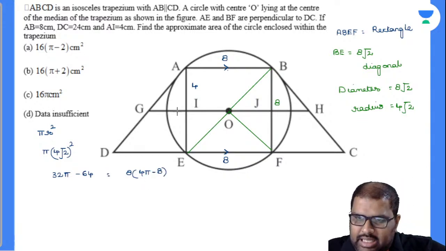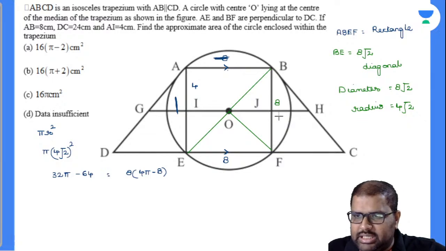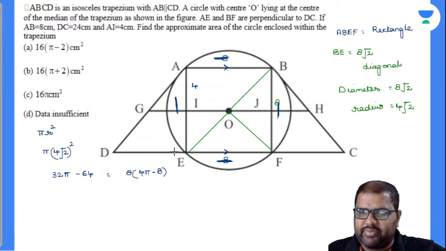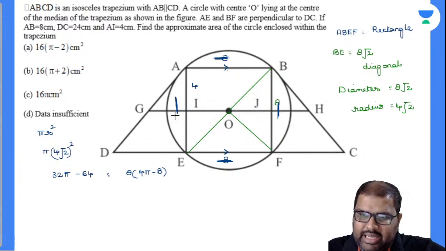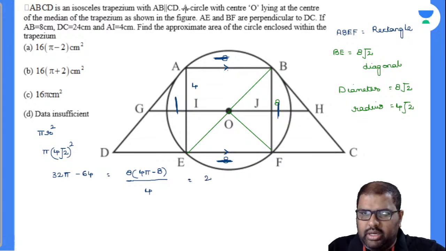Now see, this is the area of the circle outside the square. This is the area of the circle outside the square. All the sector areas, I mean these areas, will be the same because the sides are 8, 8, 8. So how many parts are there? 4 parts are there. I will divide it by 4. So each part value is 8 pi minus 16.